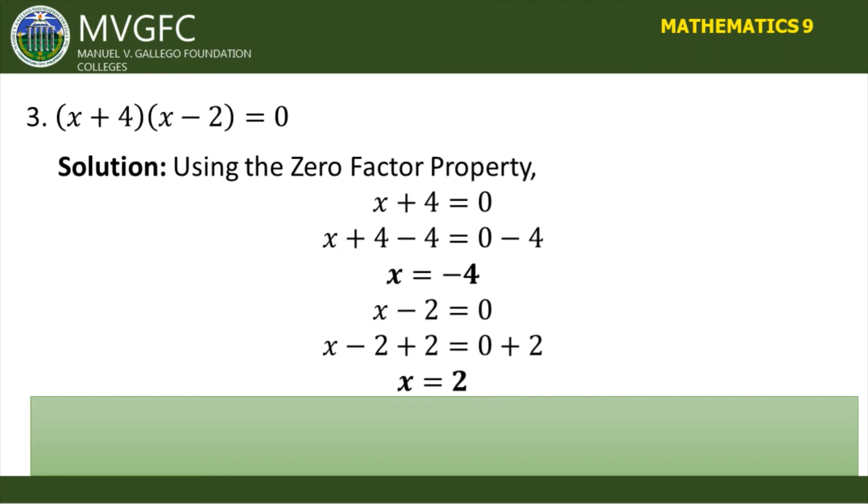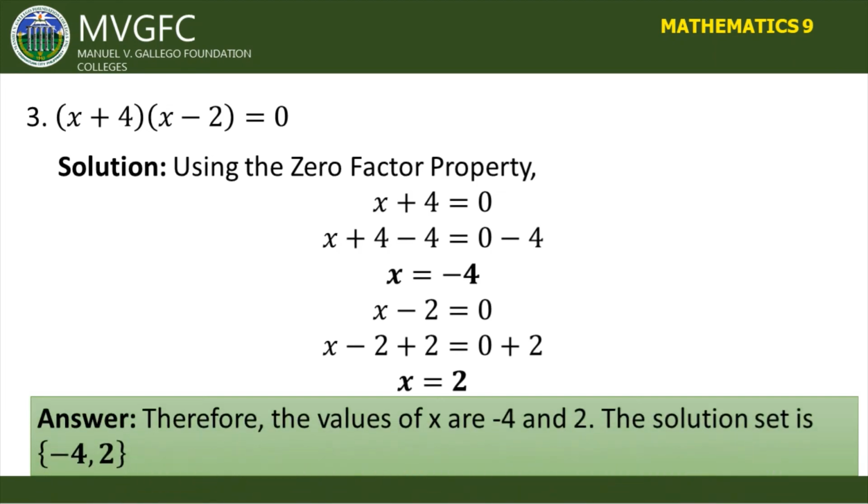So with that, or simply using the transposition, we have the value of x equal to negative 4. Now, we have x minus 2 is equal to 0. Again, I use the APE method, so we have x is equal to 2. Therefore, the values of x are negative 4 and 2. The solution set is {-4, 2}.